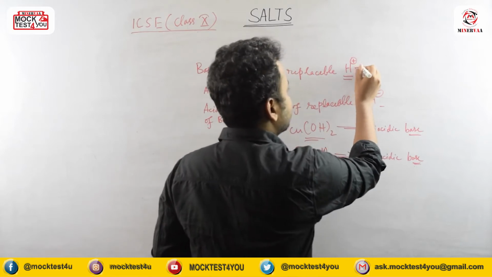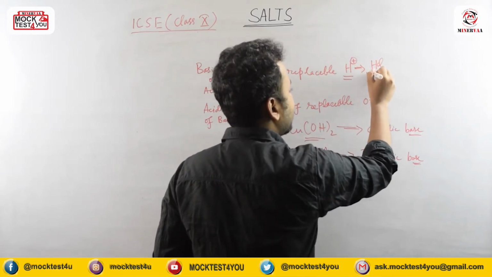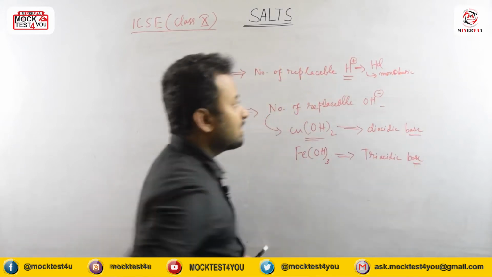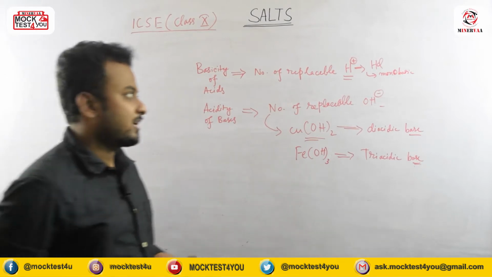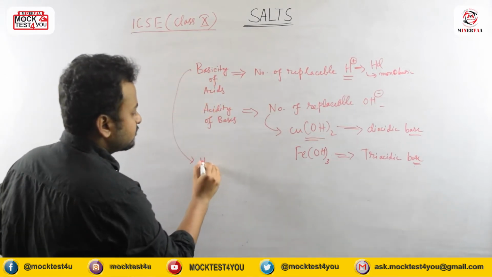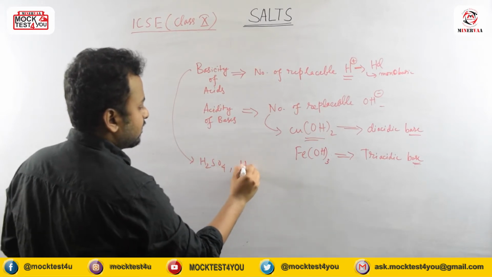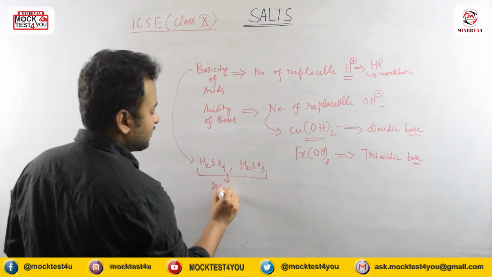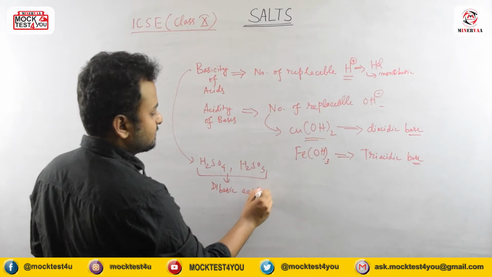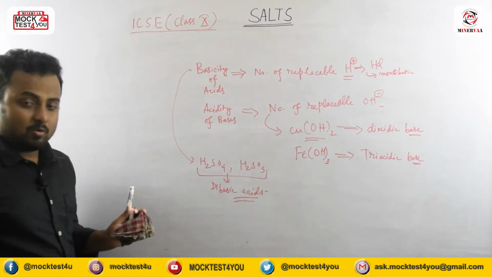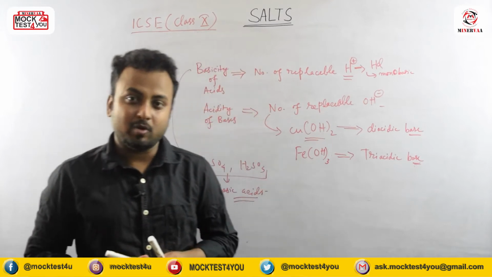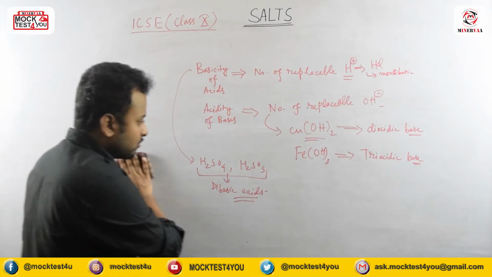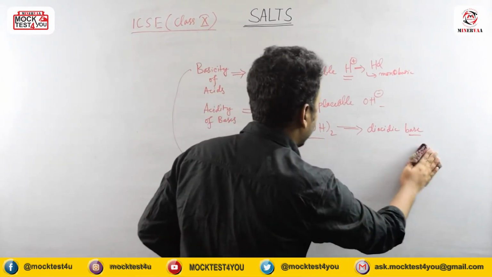And in case of acids, we can say HCl is monobasic. Why is it monobasic? Because one replaceable hydrogen is present, right? H2SO4 and H2SO3, both of them are dibasic acids. So we have to clear this concept first to understand the different types of salts, right? How different types of salts are formed. So we are going to the different types of salts that are formed.